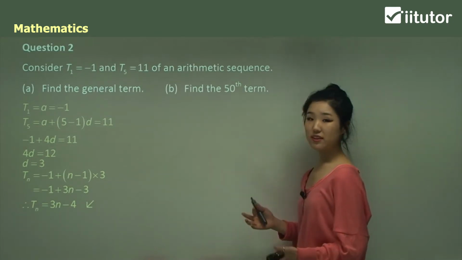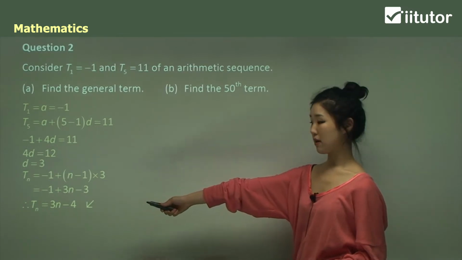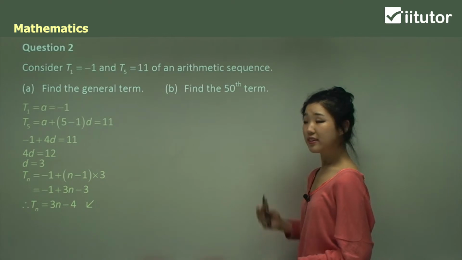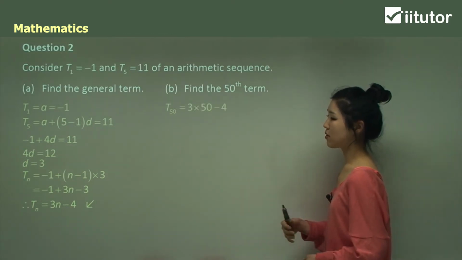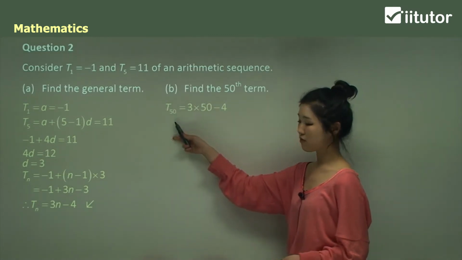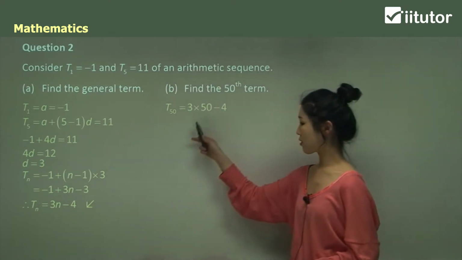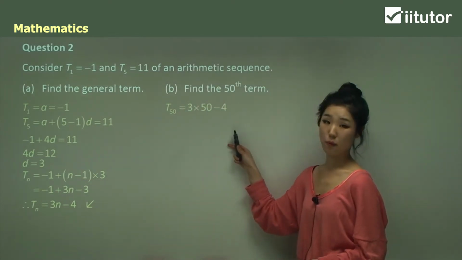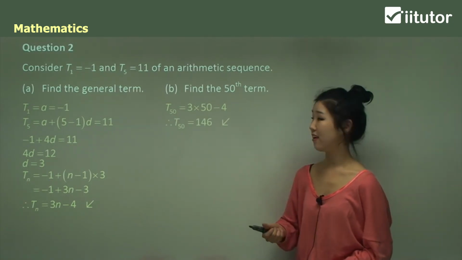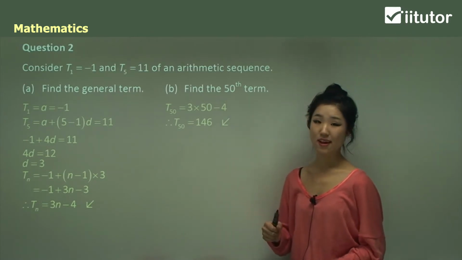It says find the 50th term. 50th term, how are we going to do that? Well, we know what the general term is. Tn, depending on what n is, is given by 3n minus 4. So to find the 50th term, all we need to do is sub in 50 into that formula that we found, right? So we've got to find T50, so it's going to be 3 times 50 since n is 50, so 3 times 50 minus 4. And that's it. Simplify it, you should get 146. 3 times 50 minus 4 is just 146. That's the answer to B.